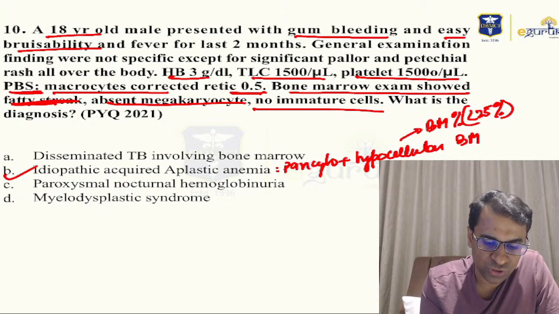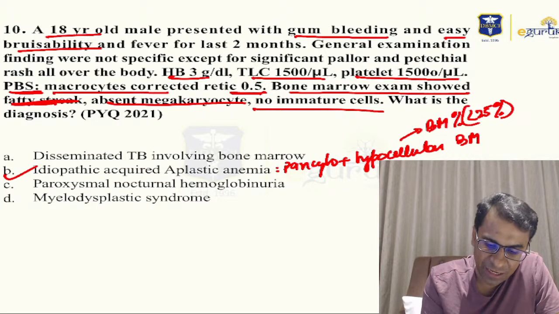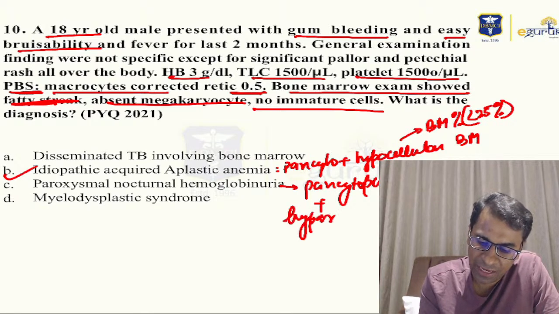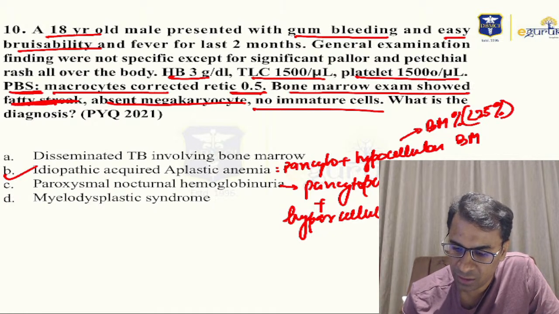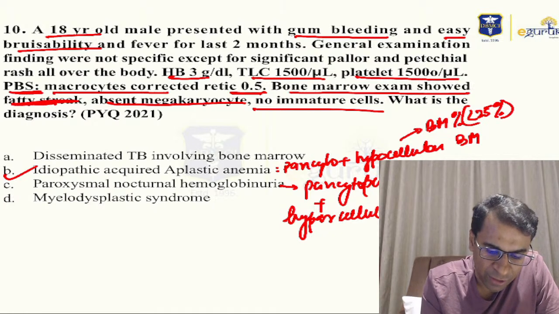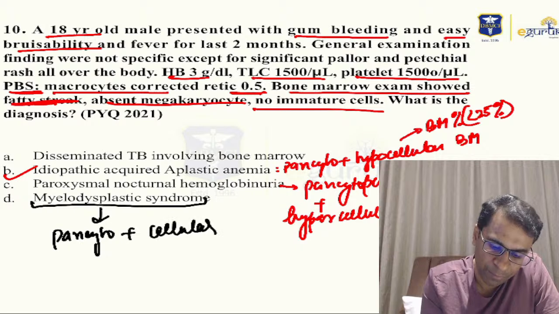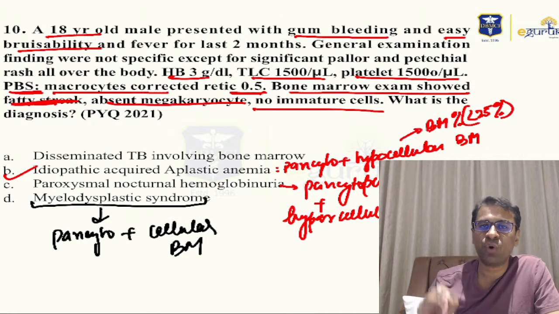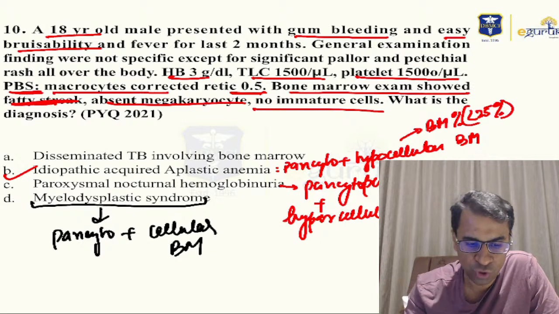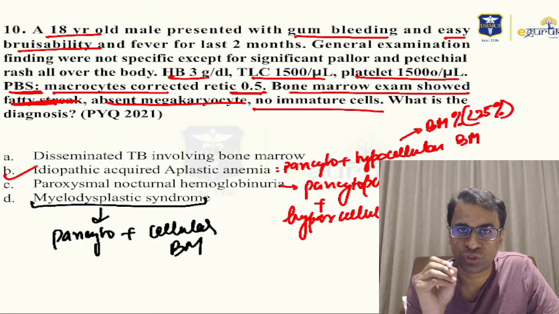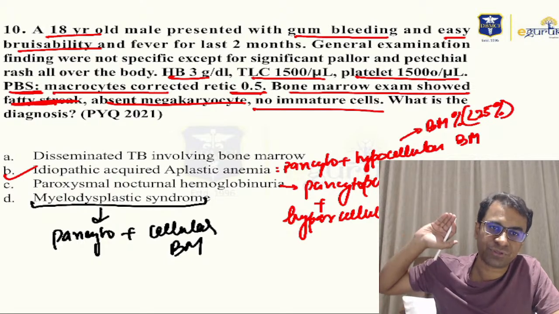Secondly, suppose the question is PNH. In PNH, there can again be pancytopenia. But remember, in PNH with pancytopenia, the marrow is not hypocellular. There is a hypercellular marrow in paroxysmal nocturnal hemoglobinuria. Myelodysplastic syndrome would again be a case of pancytopenia, but along with that there is a cellular bone marrow. Because the option gives you a cellular bone marrow, the answer cannot be option C or D.